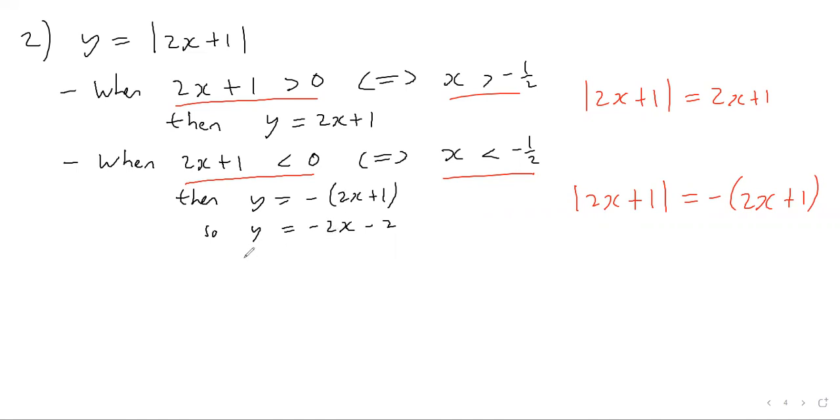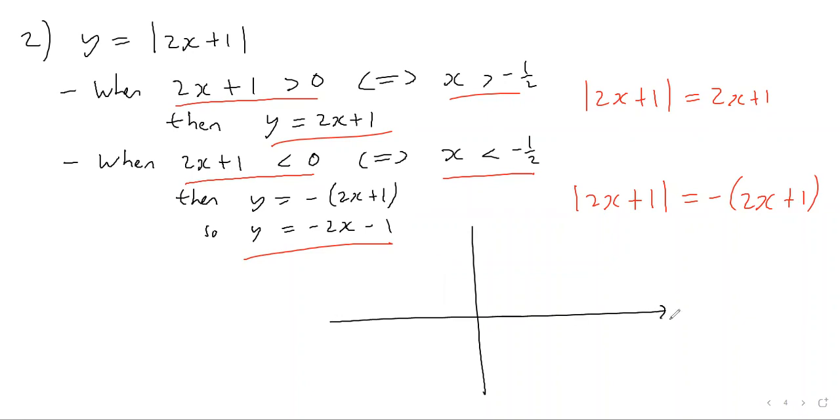Expanding the brackets, we just get y equals negative 2x, negative 2. Sorry, that should be a negative 1 there, my bad. That's a mistake. Let me just swap the 1 in there. Yeah, so we get that. And then now we can plot the graph and try and do a rough sketch.